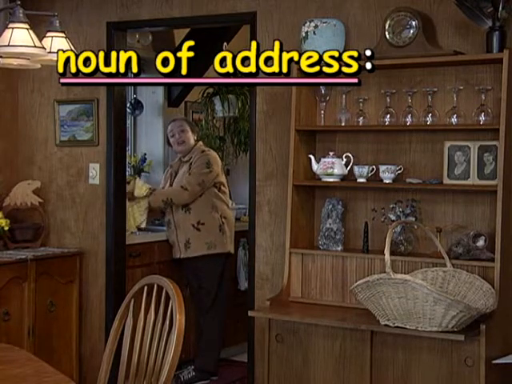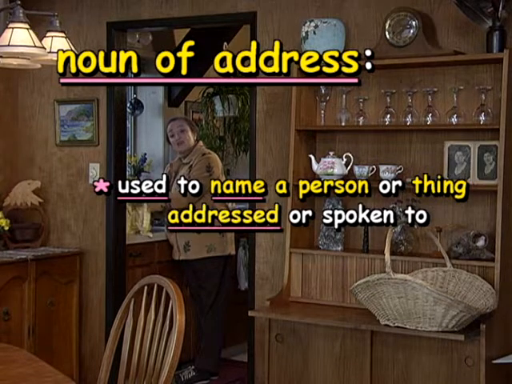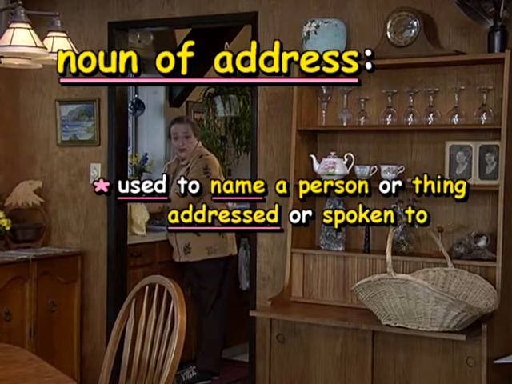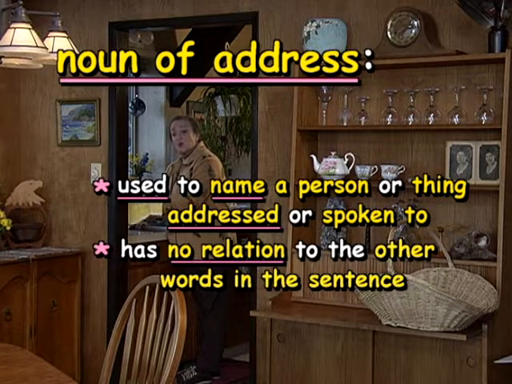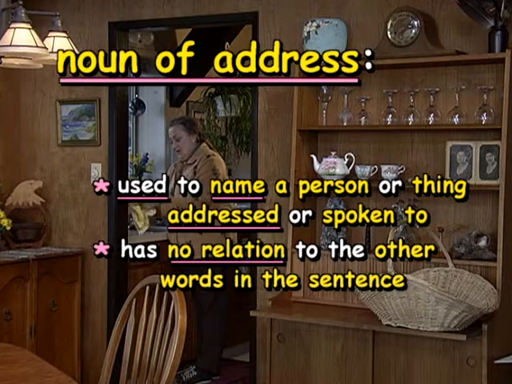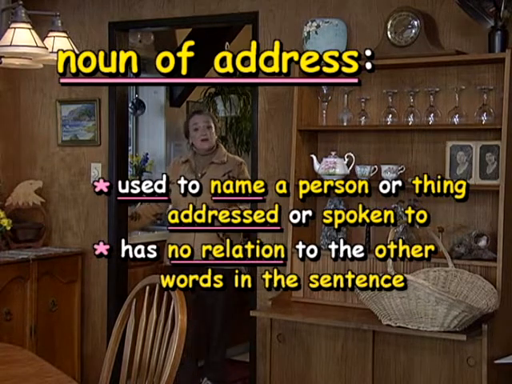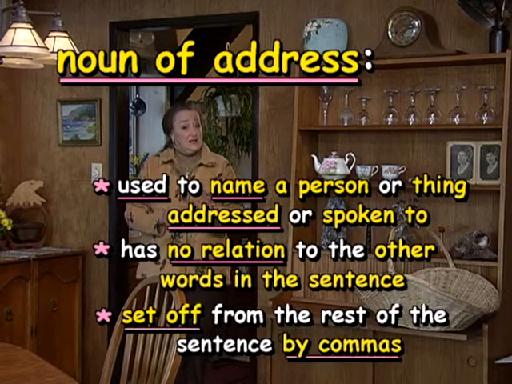A noun of address is used to name a person or thing addressed or spoken to. It has no relation to the other words in the sentence. A noun of address is set off from the rest of the sentence by commas.